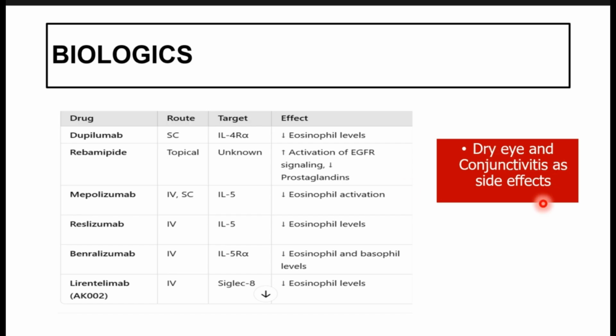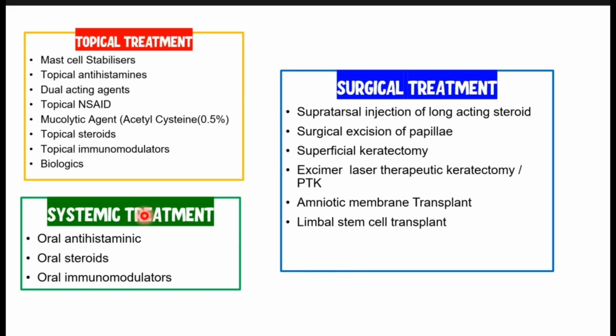Apart from that, we have various other biologics available as well. You can go through that. Not very commonly used. So we discussed the topical treatment, systemic treatment, oral antihistamines. When do you give them? When the patient has systemic atopy as well. Oral steroids are very rarely given along with the topical. Oral immunomodulators are again given in exceptional cases, really refractory cases. Usually we go with topical immunomodulators, right?